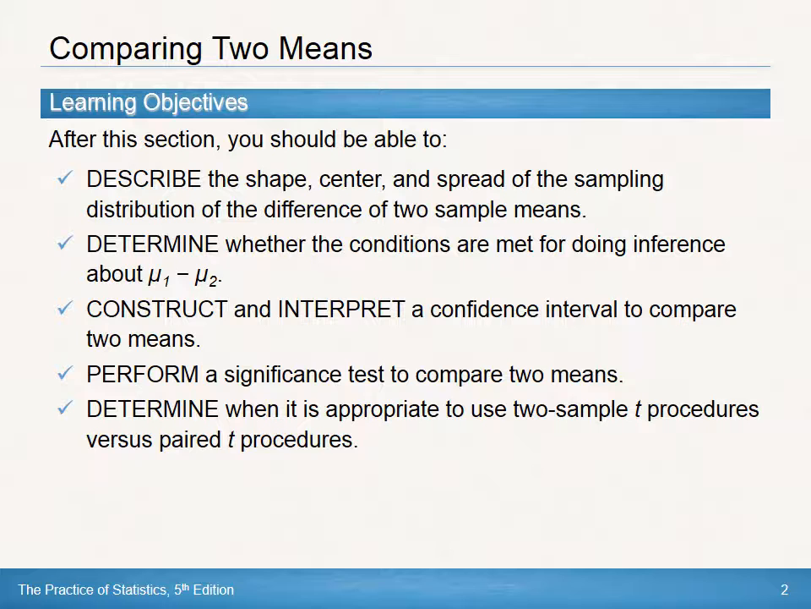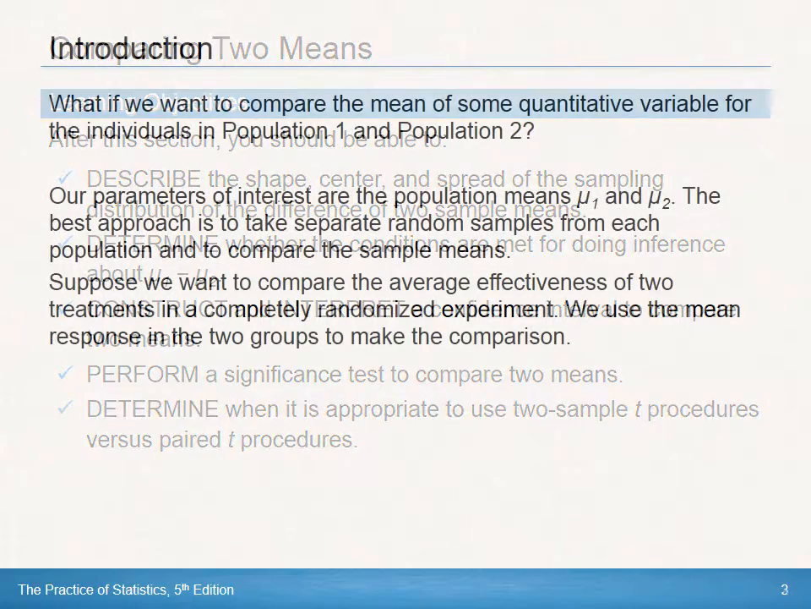Construct and interpret a confidence interval to compare two means. Perform a significance test to compare two means. And determine when it's appropriate to use two-sample t procedures versus paired t procedures. And that'll actually be next week, or the next lesson.